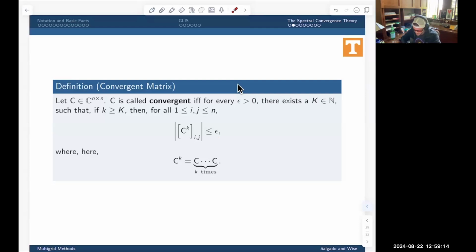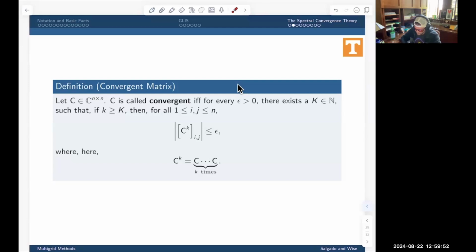The first one is C^k, which is kind of doing double duty. It's not really like the index for an iteration or a sequence, but on the other hand, it kind of is as well. It really means a power, the usual sort of power for a matrix. It's just C multiplying itself k times. So C to the kth power really is a power, but it also serves as an index for our sequence.